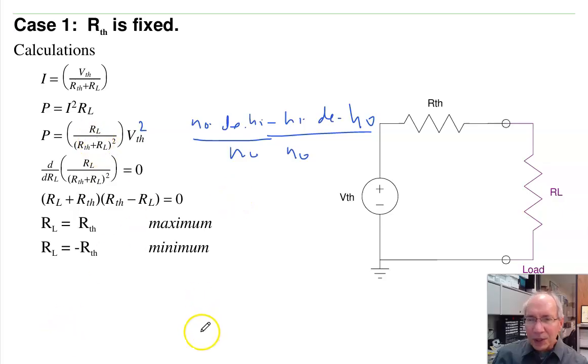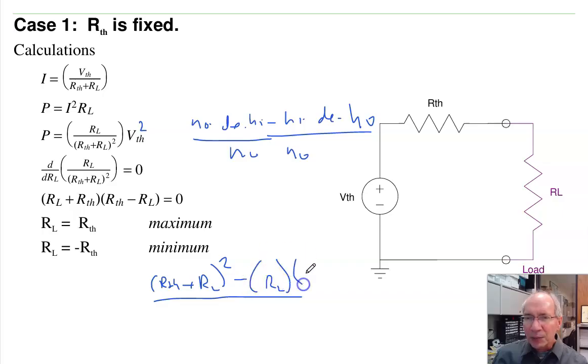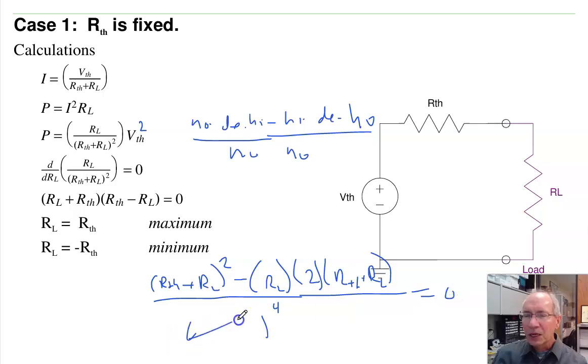So let's take that derivative. That'll be (R Thevenin plus RL) squared times the derivative of the top, minus the top times the derivative of the bottom, which is 2 times (R Thevenin plus RL), all over (R Thevenin plus RL) to the fourth power. That's equal to 0. The denominator doesn't matter. We've got to set the numerator to 0.